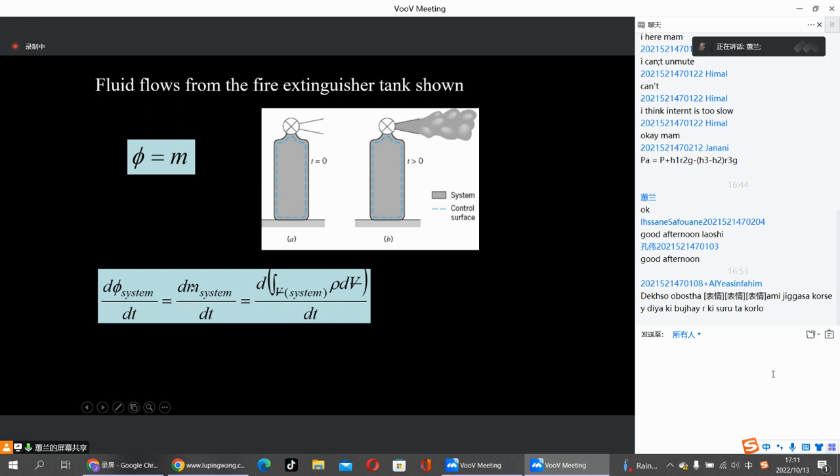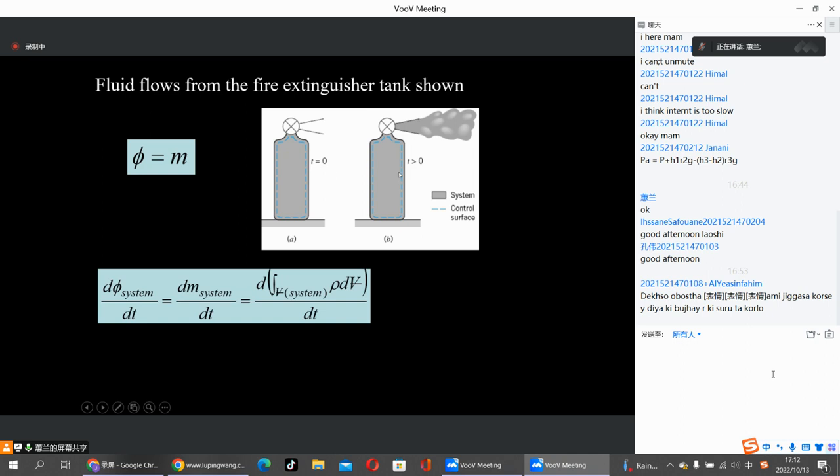For example, the easy one, the mass of the system. Here, this is a fire extinguisher tank, and at t equal to 0, the initial time, we take the boundary of the extinguisher tank, the blue dashed line, as the boundary for the system and for the control volume. That means at the initial time, the boundary or region of the system and control volume are coincident, consistent with each other. So at the initial time, the fluid inside the system and inside the control volume will be the same, right?